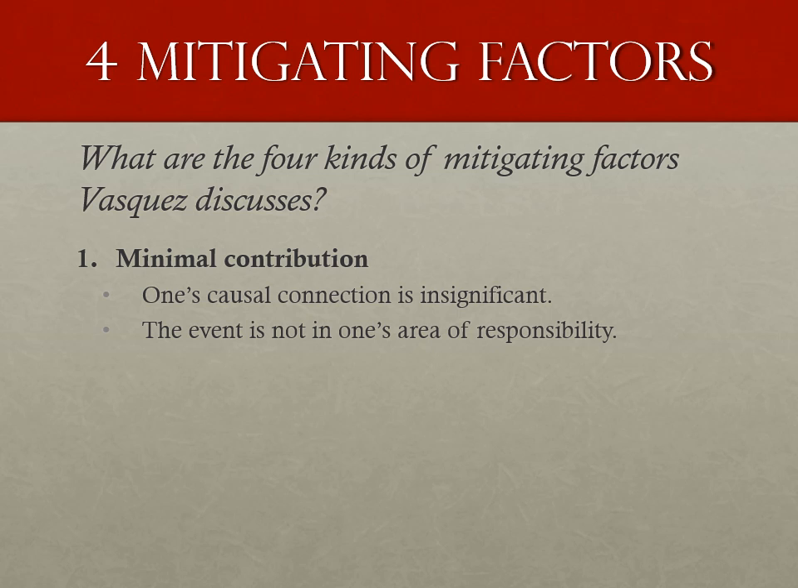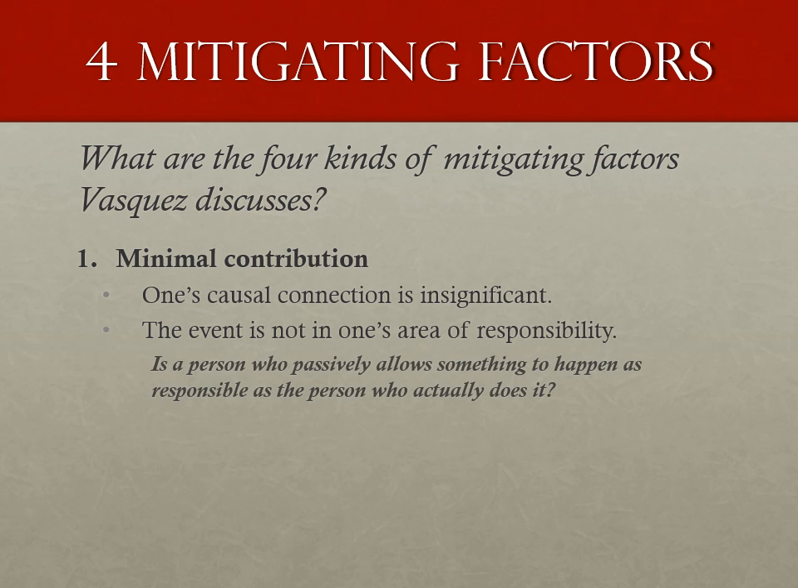Now this is quite controversial, actually. One question that's often discussed among ethicists and in public policy spheres is whether a person who passively allows something to happen is as responsible as the person who actually does the thing. Some people are convinced that passively allowing something to happen based on the idea that it's not in your area of responsibility makes one just as culpable as someone who actually did the offending thing.